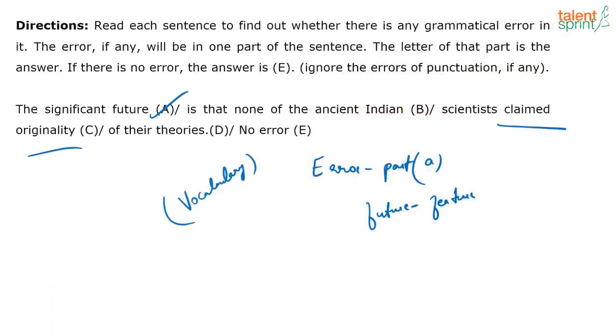The significant feature is that this is what happened, right? So even if you're saying, hey, why not future? What's wrong with future? The context is talking about something that happened in the past, right? Error is in part A. You change future to feature.